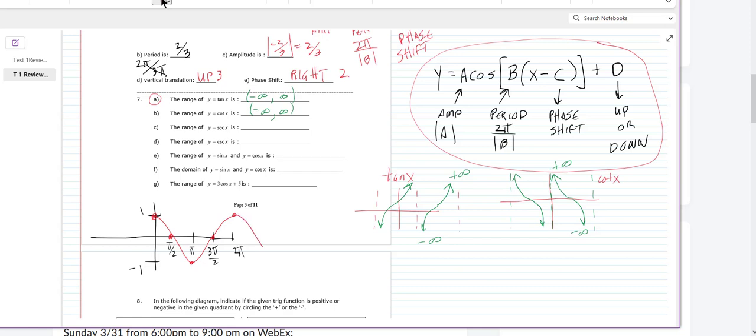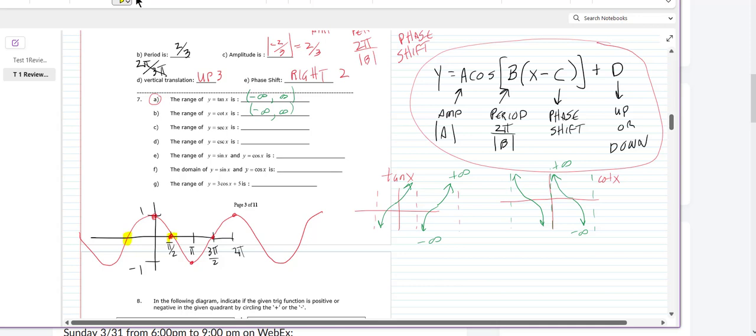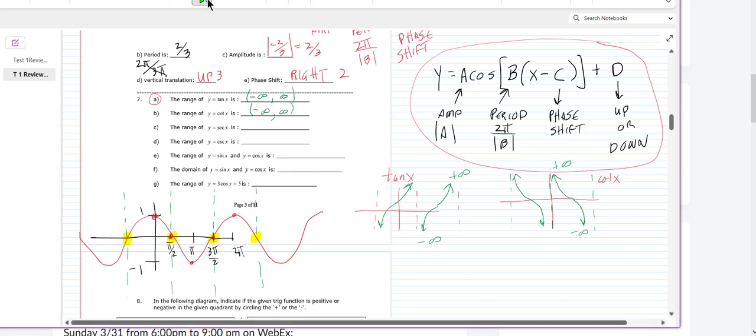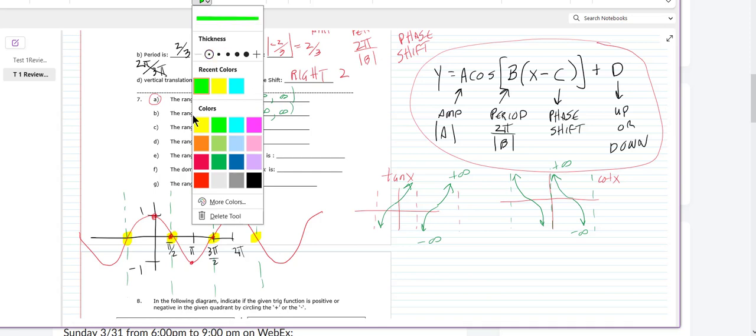And again, you could continue the wave over and over again, kind of like that. Okay. So what happens on a secant is these points that I'm highlighting in yellow, those are called the midpoints, and you're going to have vertical asymptotes. Okay, and again, all we've got to do is understand what the structure of the graph of secant looks like.